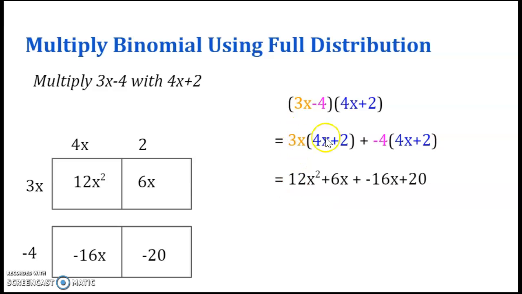All right, so then you distribute and simplify. You get 3x times 4x is 12x squared. 3x times 2 is 6x. And then negative 4 times 4x is negative 16x. Negative 4 times 2 is negative 8. It should be negative 8.